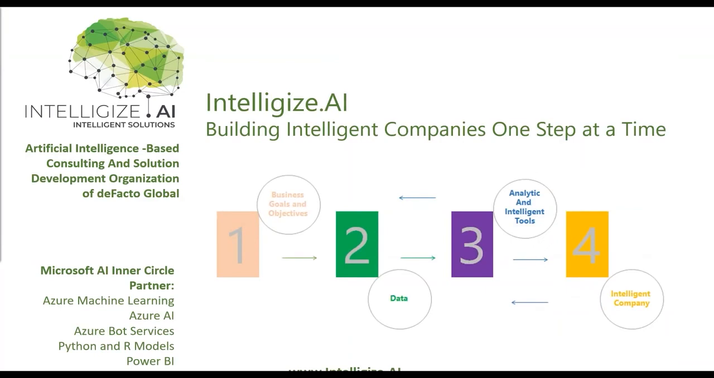Intelligize AI is the artificial intelligence solution development arm of Facto. Facto builds AI-based solutions such as predictive models for finance and operations, intelligent bots to support customer service applications and others, using a full range of Microsoft analytic technologies, using Azure machine learning, Azure AI, bot services, R and Python models in SQL and Power BI. Boy, can you tell they've got a lot of really intelligent people out there?